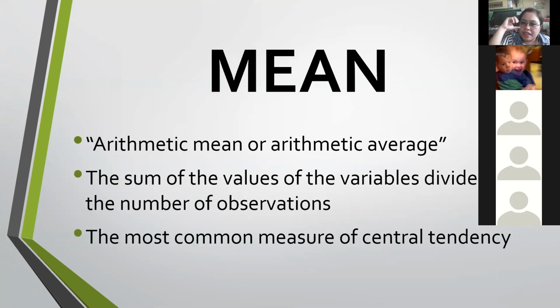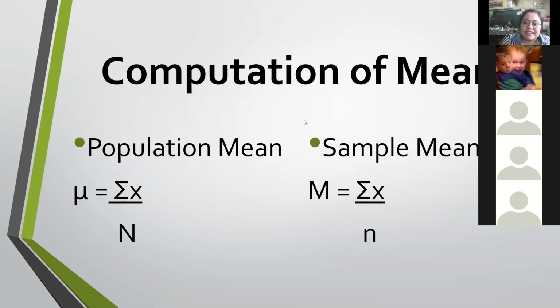When we say mean, this is also called arithmetic mean or arithmetic average. So what do you do? You just have to add all the scores and then divide by the total number of scores or total number of observations. And take note, class, that the mean is the most common measure of central tendency. Okay? So this is, for those computing manually, our formula.